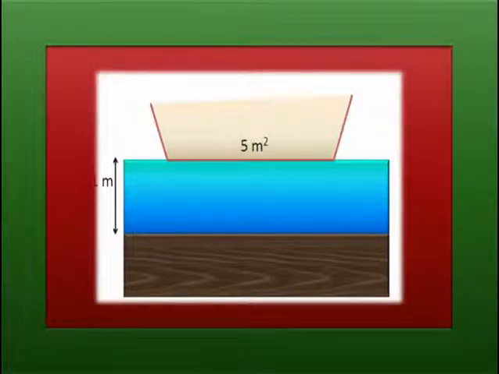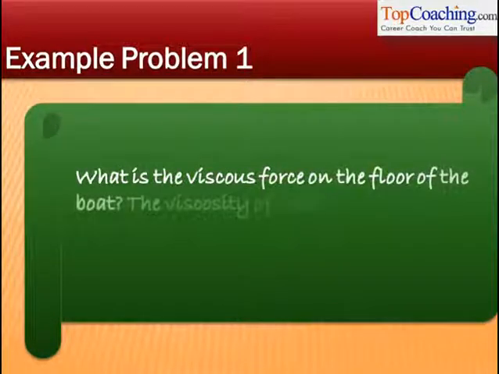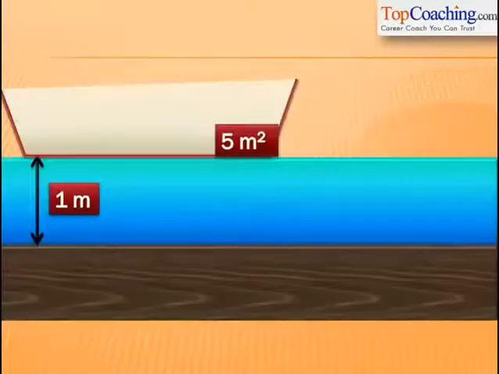A boat is floating in water. The height of the water from the bed is 1 meter. The area of the bottom of the boat is 5 meters square. What is the viscous force on the floor of the boat? The viscosity of water is 0.01 poise. Again, what do we do? This is what is given in the question.